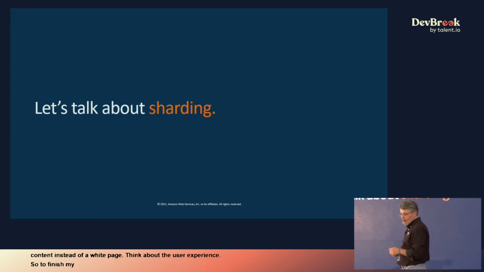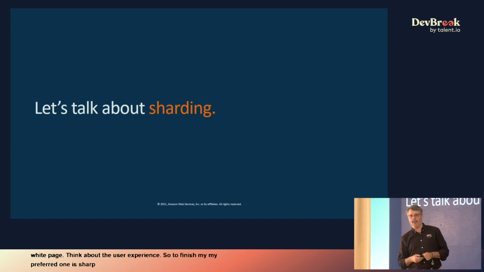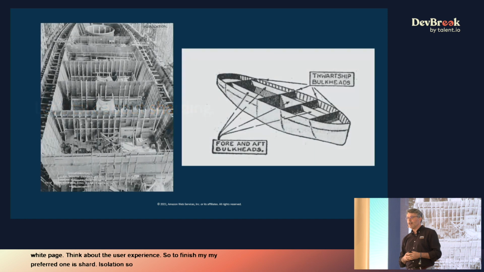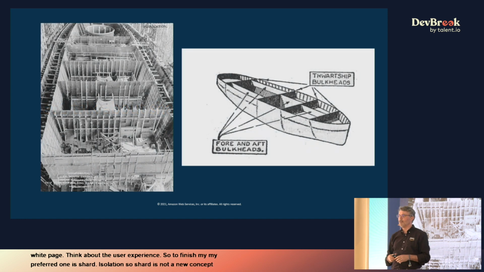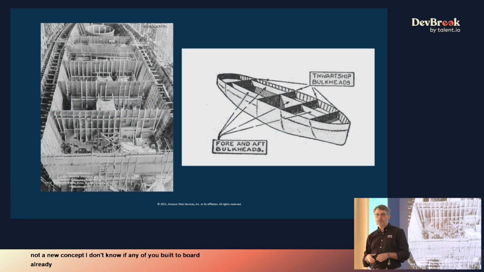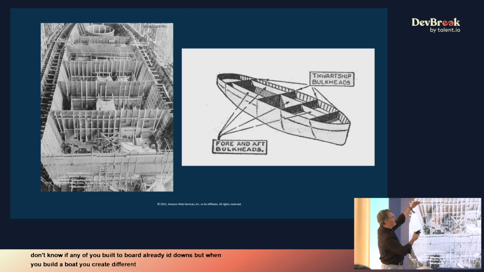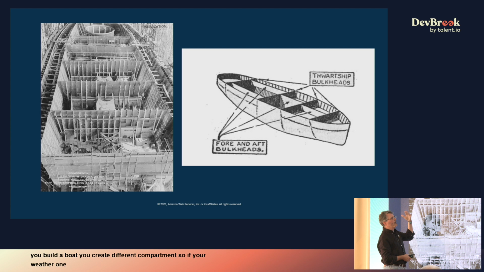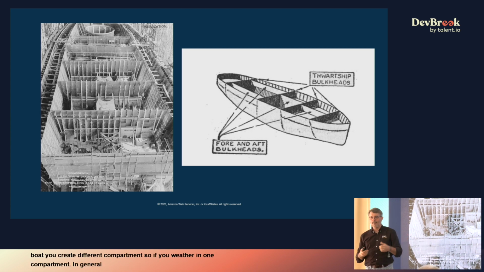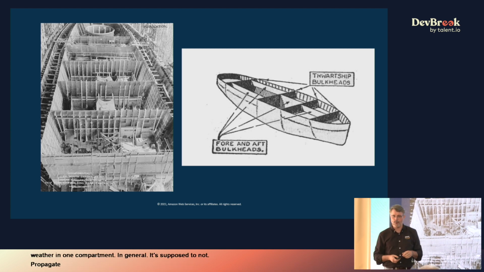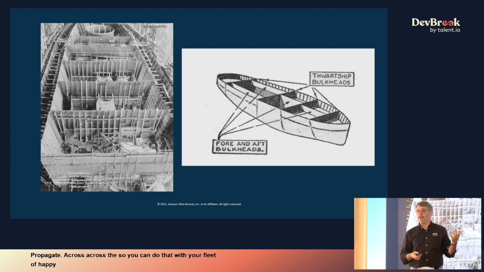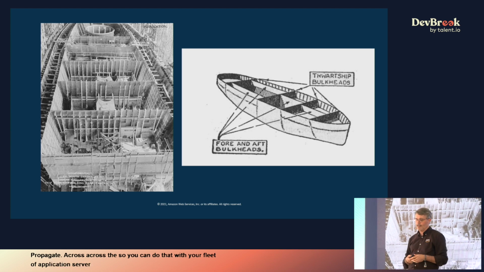So to finish, my preferred one is sharding, isolation. So sharding is not a new concept. I don't know if any of you built a boat already. I didn't, but when you build a boat, you create different compartments. So if you have water in one compartment, in general, it's supposed to not propagate across the boat. So you can do that with your fleet of application servers or front-end servers as well.